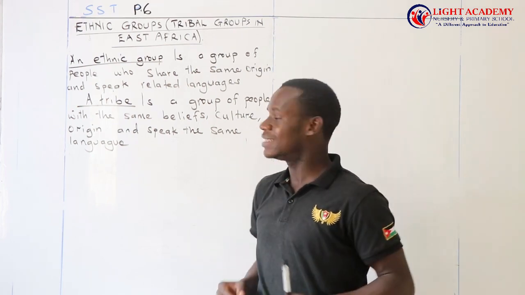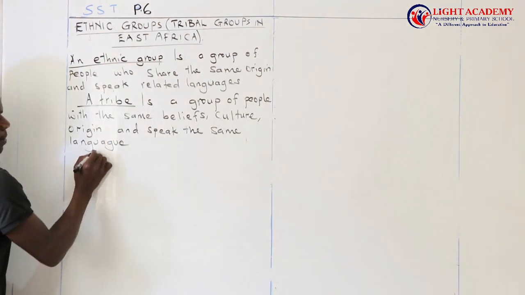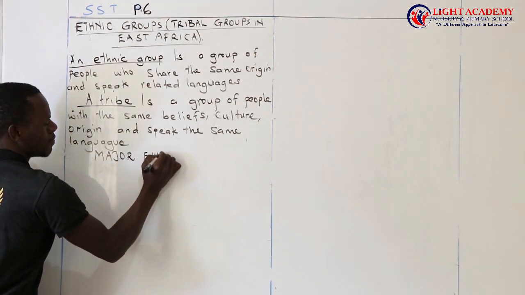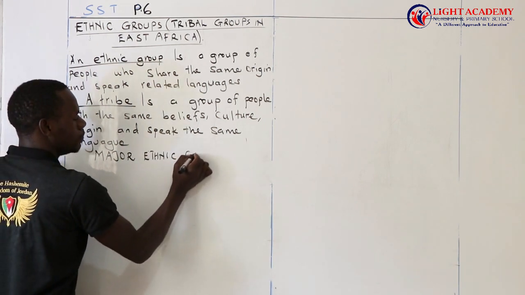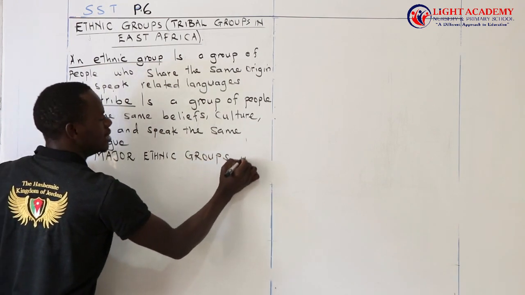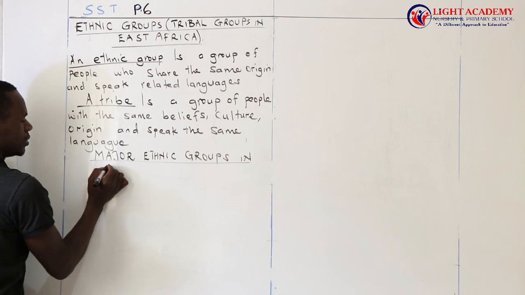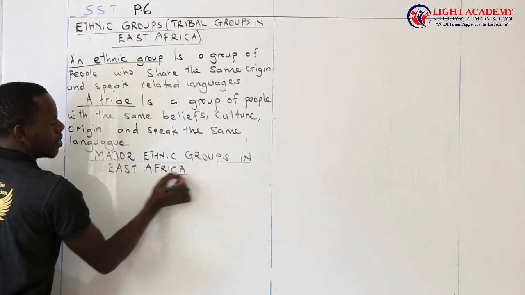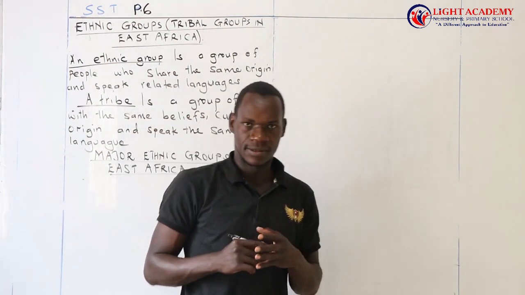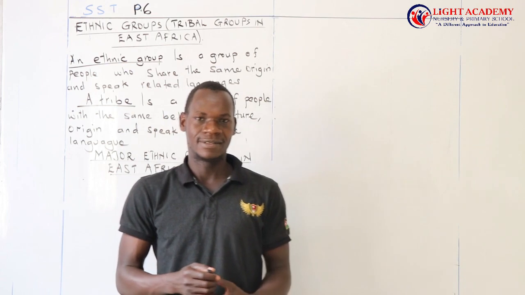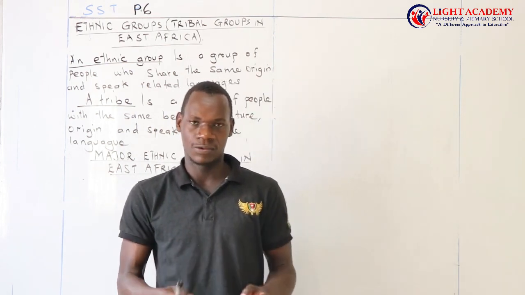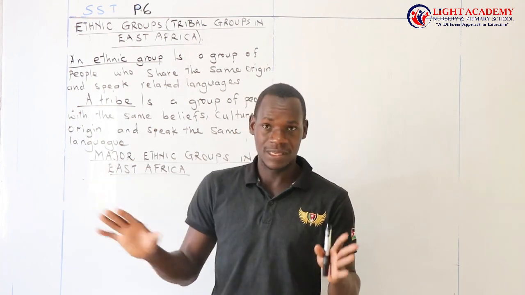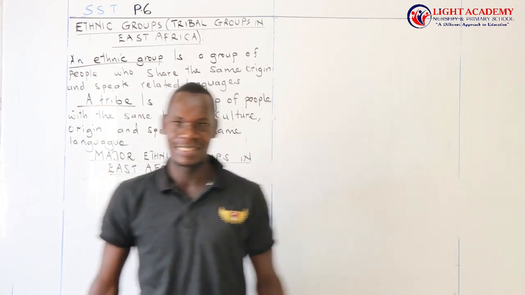Let's look at the major ethnic groups in East Africa. My dear viewers, our learners of primary 6, you have some concept that in primary 5, you looked at the major ethnic groups or the examples of ethnic groups in Uganda. You can mention them there, but still there is no big difference. They are the same ethnic groups that entered East Africa.